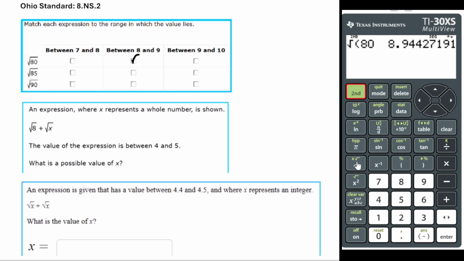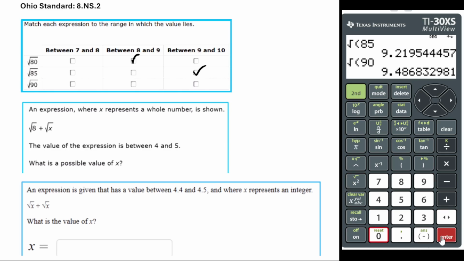Now we're going to do the same thing for 85. Square root of 85 is 9.219544457. 9.2 is between 9 and 10. Now we know that the square root of 90 is going to be bigger than the square root of 85, so it will also be between 9 and 10. But just for fun, let's put it in. Wow, look at that. 9.48. That's it.